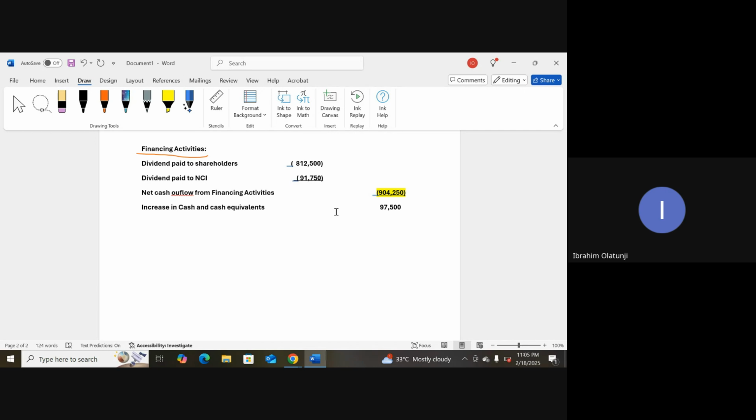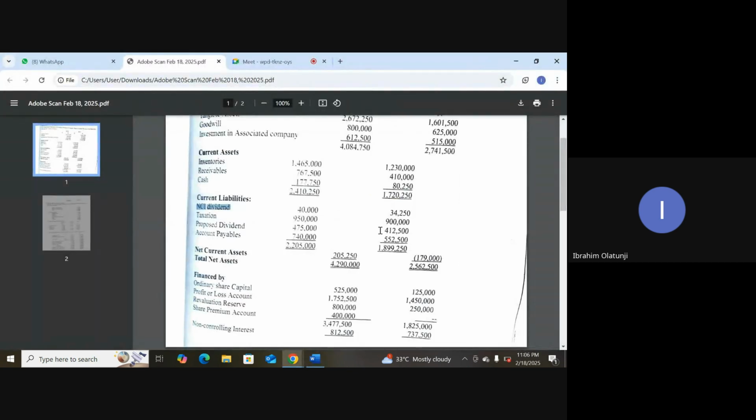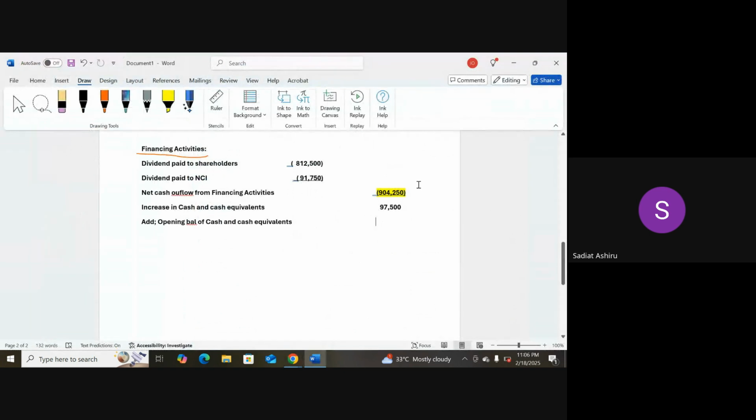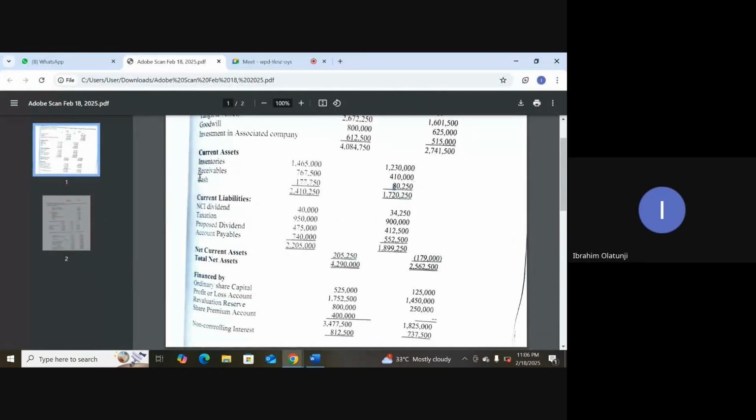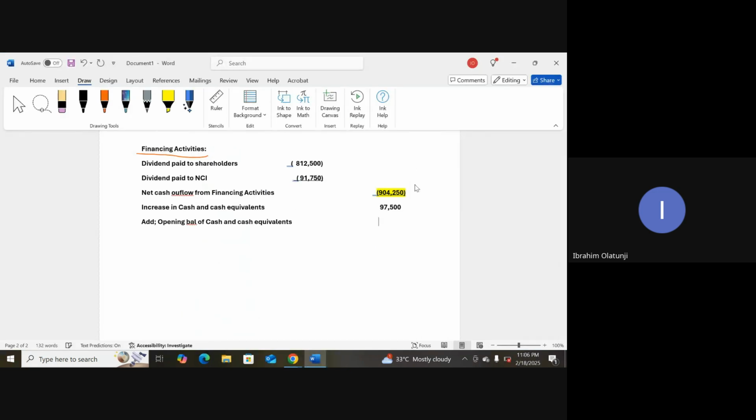Then you say add opening balance of cash and cash equivalents. And you now go to your question. What is the opening balance? That is the cash. The opening balance is 80,250. Is it clear? Cash under current assets, $80,250.